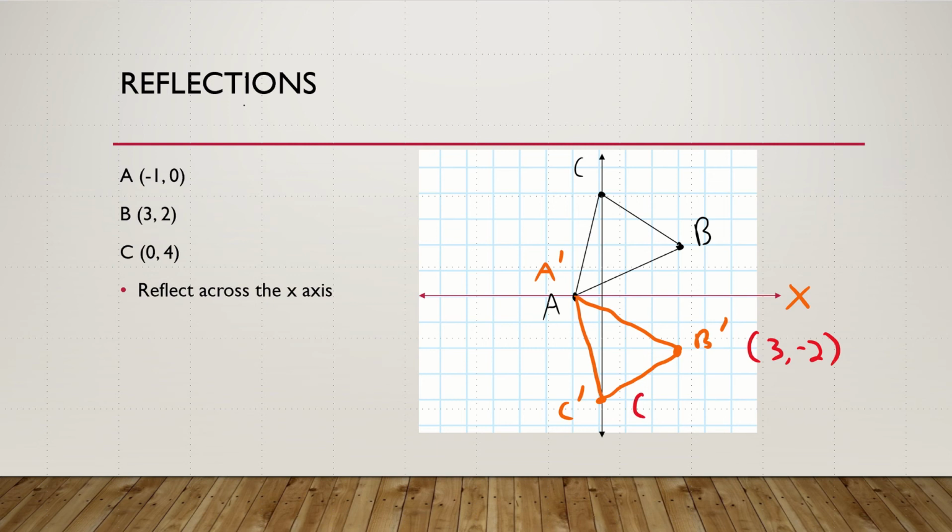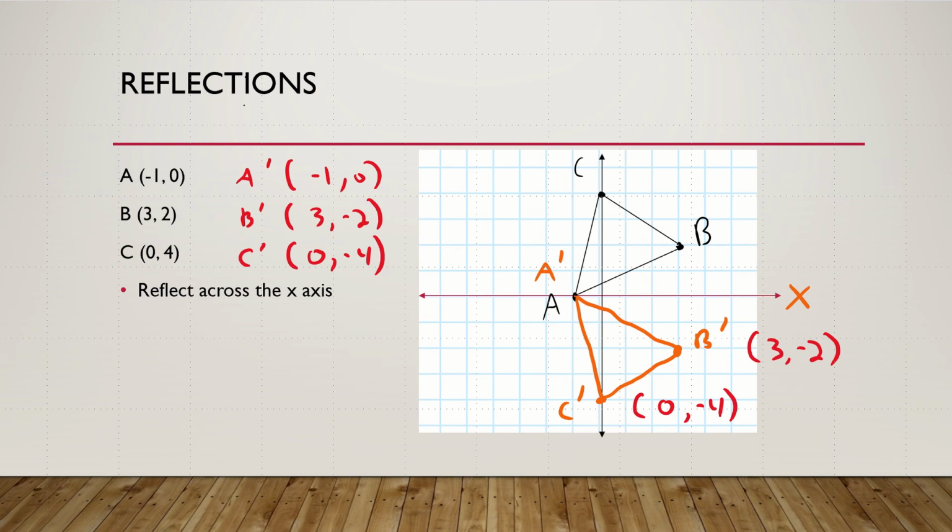And for C, the new coordinate points are 0, -4. So we're going to write those new coordinate points right here next to A, so -1, 0. Here B prime is going to be at 3, -2. And then C prime is going to be at 0, -4, like that.